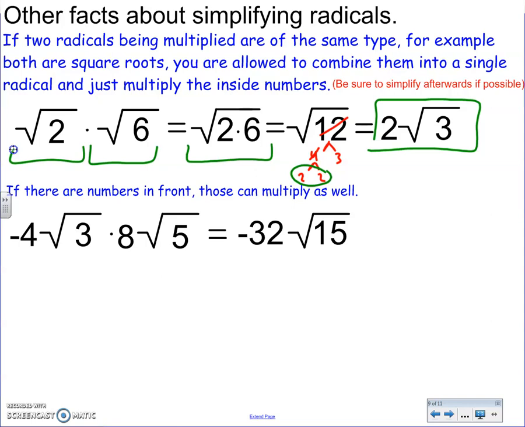All right. The bottom, same thing. There could be numbers in front. Front numbers multiply front numbers. Inside numbers multiply inside numbers, just like when we reduced the first thing, the square root of 96.